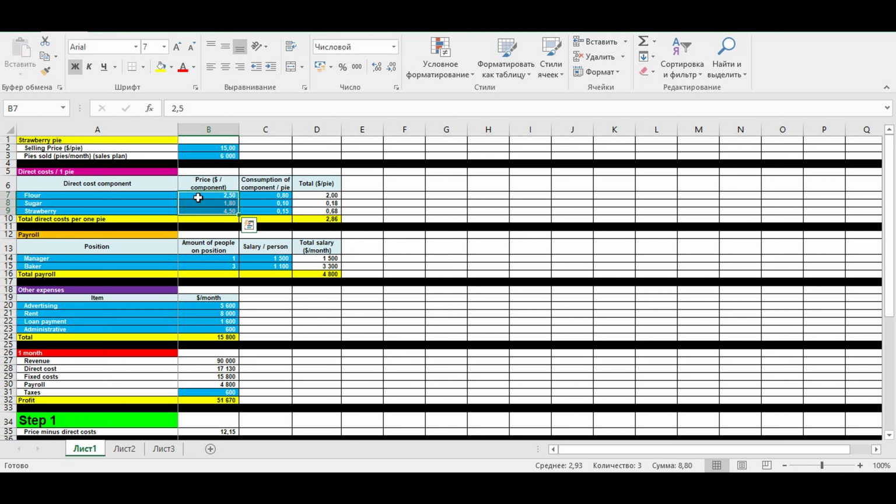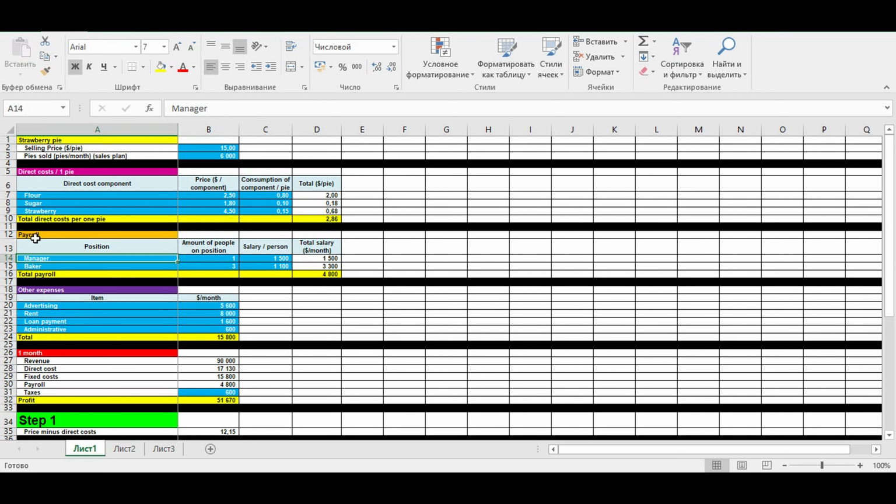Then we specify the consumption of each component. How many kilograms of flour, sugar and strawberry do you need to bake 1 pie? Then we have totals for each component and the total for all direct costs which we need to pay if we want to bake just 1 pie.